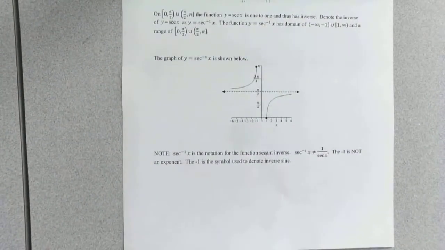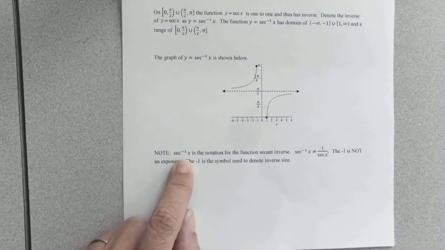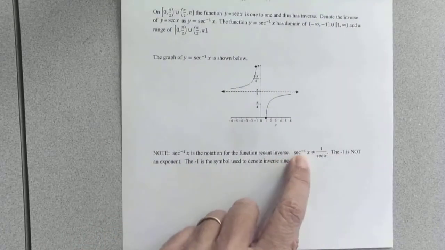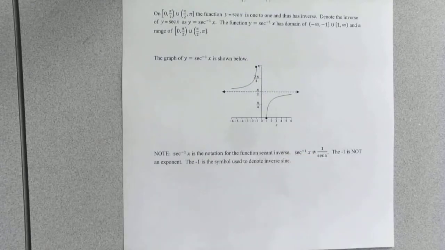Probably one of the most important things to remember is that that notation means inverse secant. It does not mean 1 over secant. Making that mistake is a major mistake, and you just lose gobs and gobs of points. So we want to do a similar thing that we did before, just find some basic values.